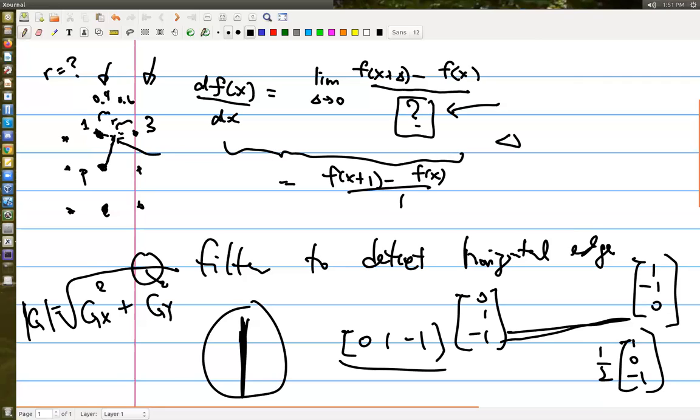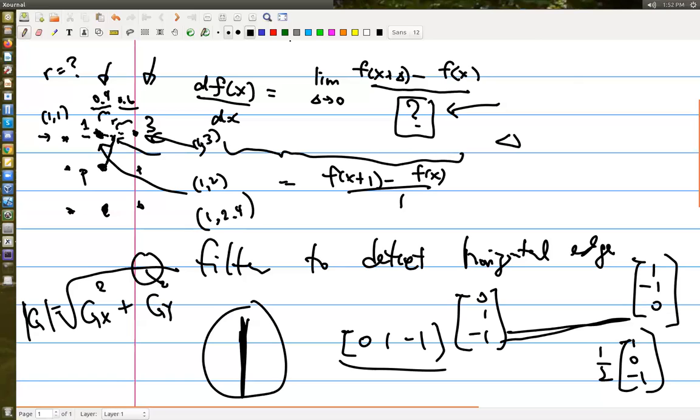I know this is 1 here and 3 here, and this is not exactly in the middle, so it is 0.4 and 0.6, let's say. Let's say this point is at coordinate 1 1, this point is 1 2, and this point is 1 3, and R is at the coordinate 1 and 2.4, something like that.